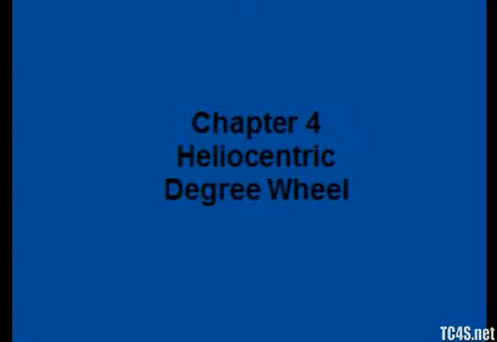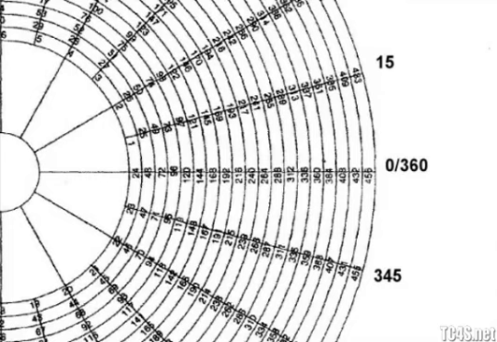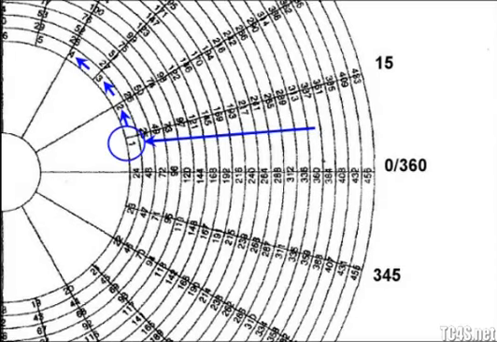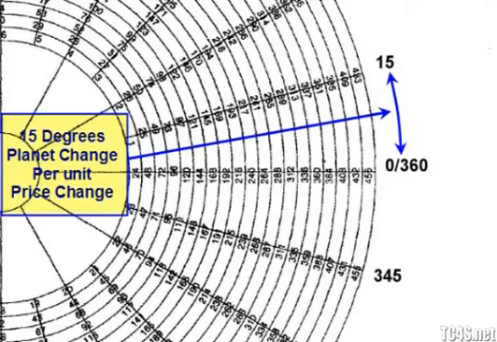Okay, this is the degree wheel. Looks the same as the other wheel, except for a few things. It counts off the 1, 2, 3, 4, and it keeps going right around the wheel, the same as the other one, in divisions of 24. The difference is the planet can change 15 degrees per a unit change in price.